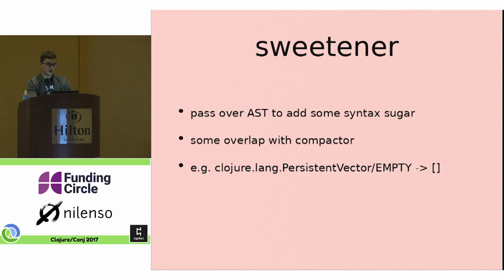The Sweetener is a phase that essentially adds syntax sugar over the AST, and it overlaps significantly with a later phase that I'm going to describe, which is the compactor. The way in which they differ is that the Sweetener acts over the AST while the compactor acts over code. And so if you have to do some sugaring that needs to know type info, for example, or lexical context info, then you're going to have to do it at the AST level.